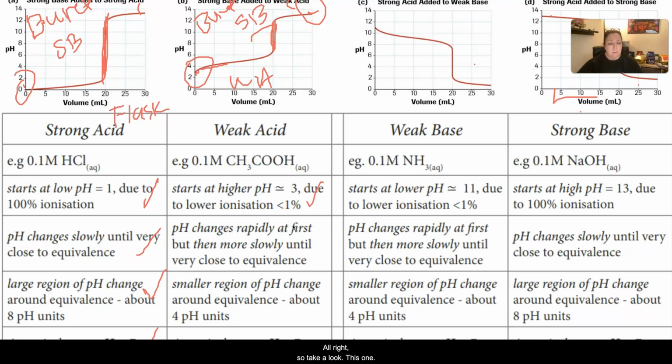All right, so take a look. This one, we haven't looked at one of these yet. So notice we're starting with the base. So that means in my flask is a weak base. And then I'm looking at my acid.